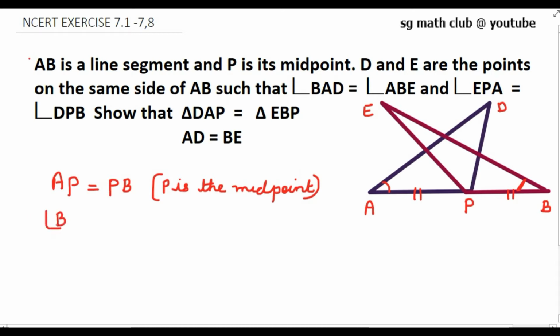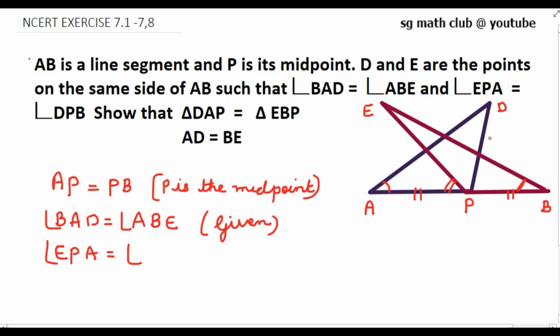BAD equal to angle ABE. These are the things given in the question. Again, they have given angle EPA equal to angle DPB.